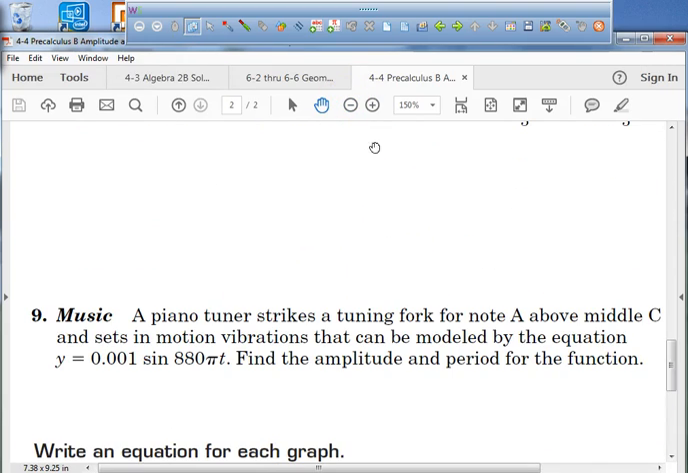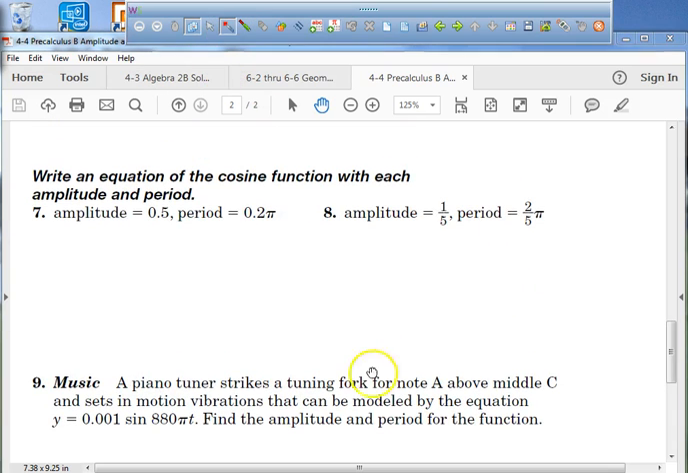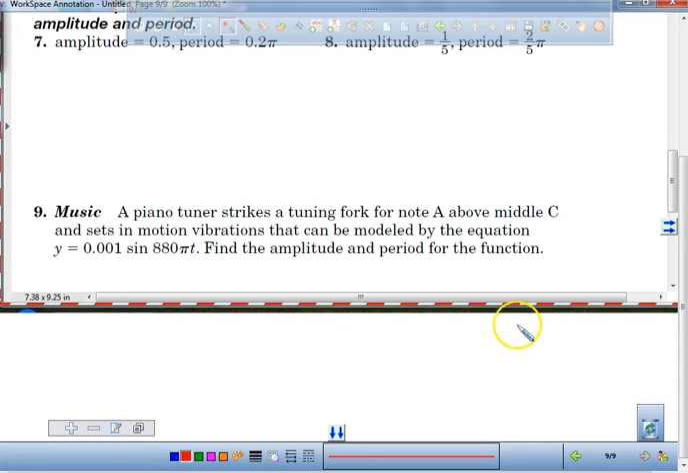All right. So right now, Kaylee, you were working on problem number 9, right? Yes. Okay, let's check it out. It says a piano tuner strikes a tuning fork for note A above middle C and sets in motion vibrations that can be modeled by this equation. It says find the amplitude and the period.